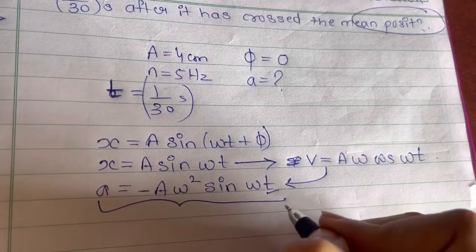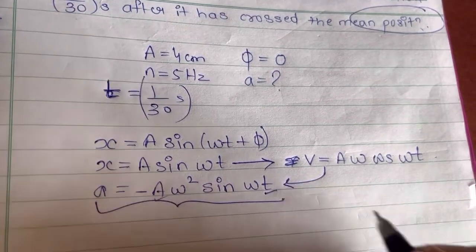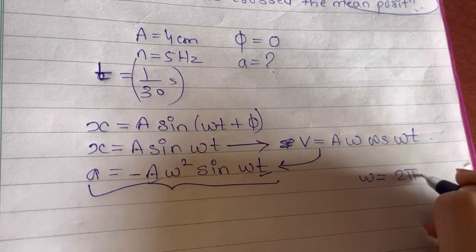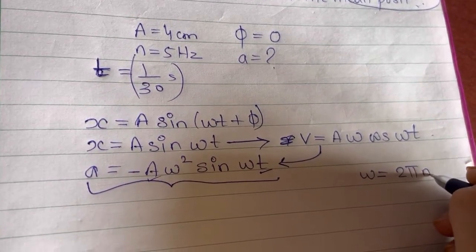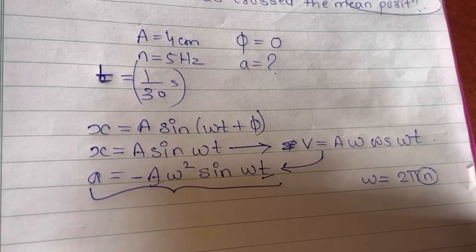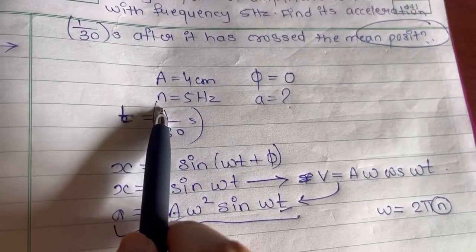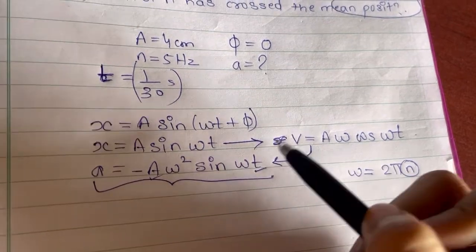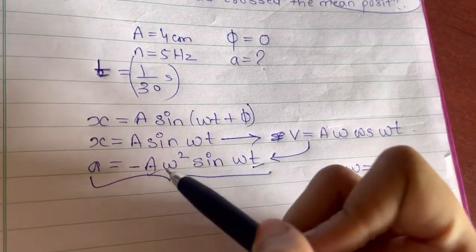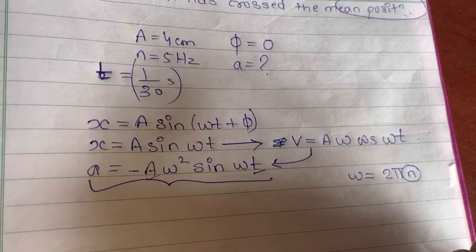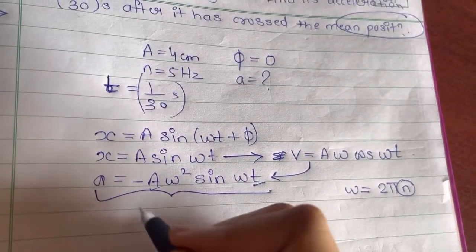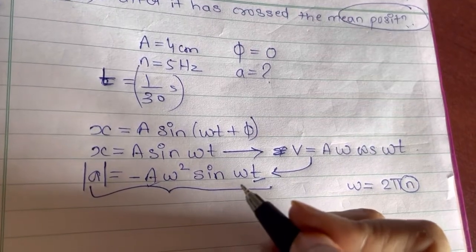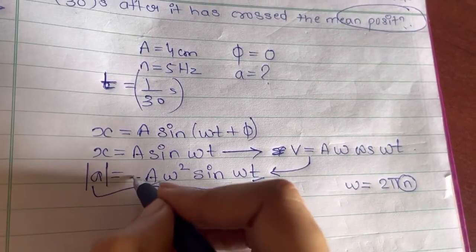We have time with us, we have amplitude with us, we don't have omega. So the formula for omega is 2 pi n. Do you have n? Yes, we have n. So we can use this formula to calculate omega. Once omega is calculated, we will use the value of omega and then find out acceleration. Now we can remove this negative sign by taking the magnitude of a, so this sign vanishes.